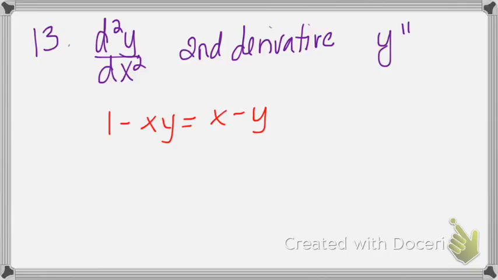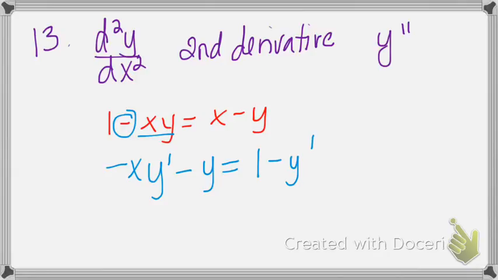Alright, the derivative of 1 is 0. Then I'm going to do the product rule here. Be careful with this negative. The negative goes to both parts of the product rule. So I have first times the derivative of the second, plus, except I'm going to carry through that negative, the second times the derivative of the first, which is 1, equals the derivative of x is 1, the derivative of y is y prime. So I've just been finding the derivative, nothing crazy here.